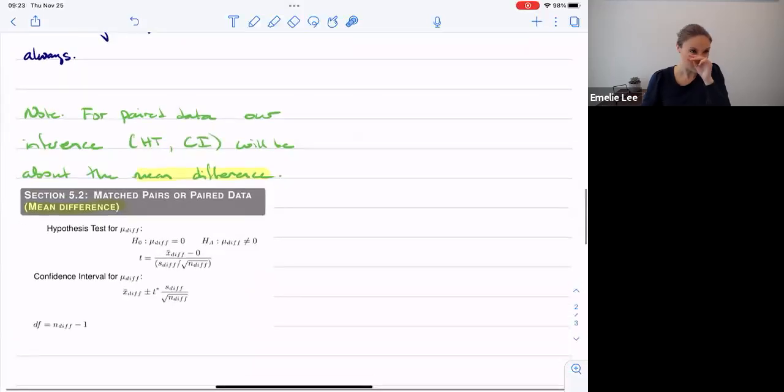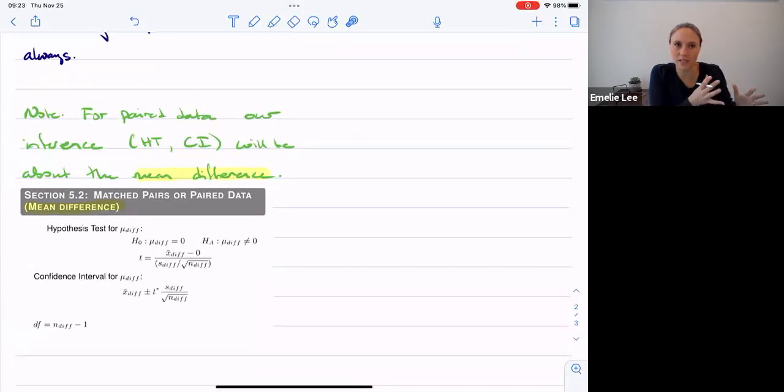So I want to talk about two sample means. Okay, two independent sample means. Okay, so here we had paired data.